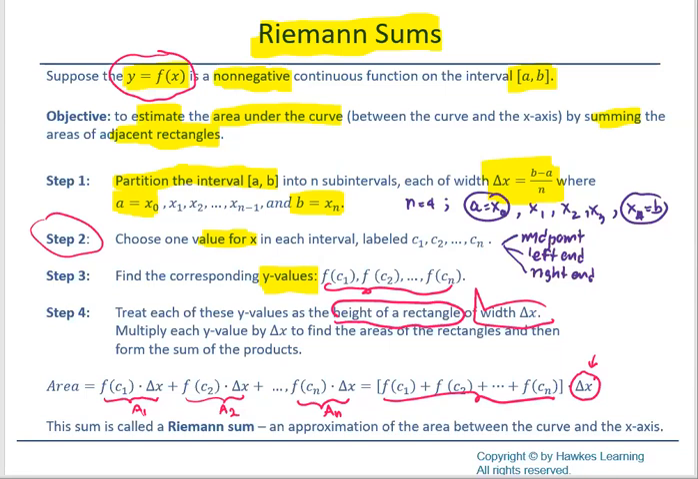So the overall process here is called the process of finding the Riemann sum, which is the approximation of the area between the curve and the x-axis. So this slide is the summary of the concept that we're going to go over for 5.1.